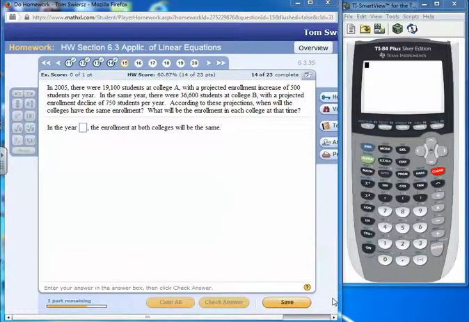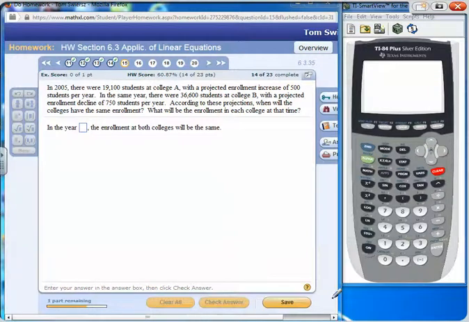Let's go ahead and solve homework exercise number 15 from section 6.3. It states: in 2005 there were 19,100 students at College A with a projected enrollment increase of 500 per year. In the same year, there were 36,600 students at College B with a projected enrollment decline of 750 students per year. According to these projections, when will the colleges have the same enrollment?